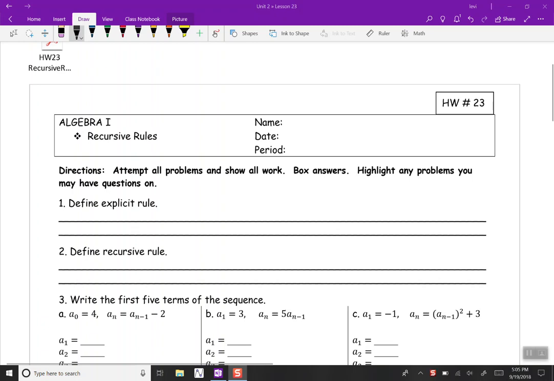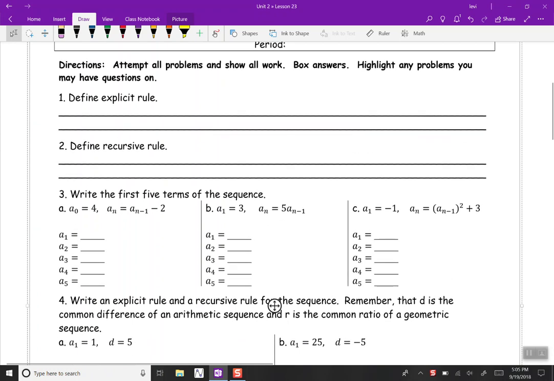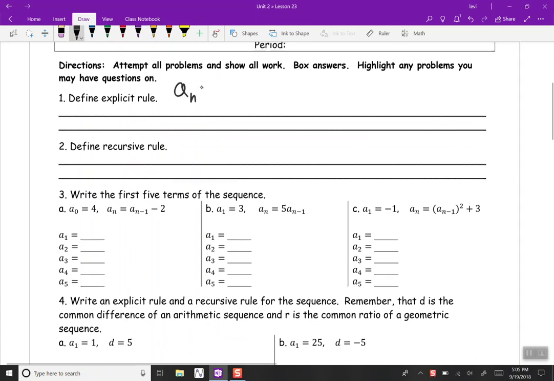This is homework 23, recursive rules. It's asking us to define the explicit and recursive rule. So our explicit rule, remember, was a sub n equals our first term plus our common difference times n minus 1.